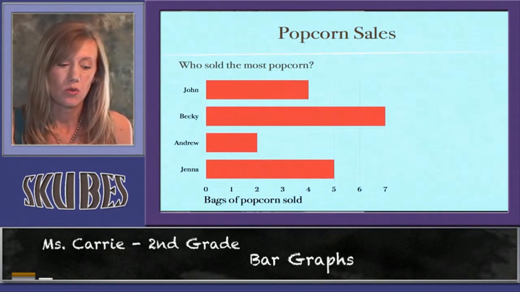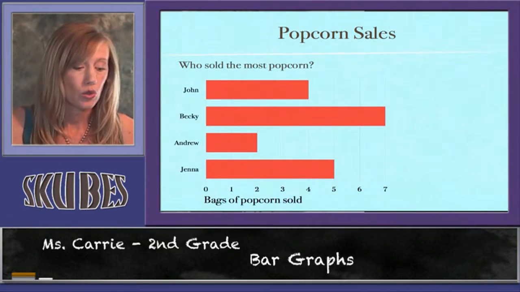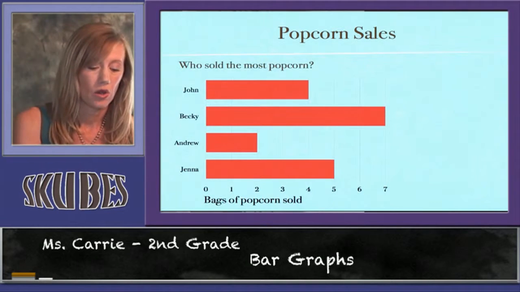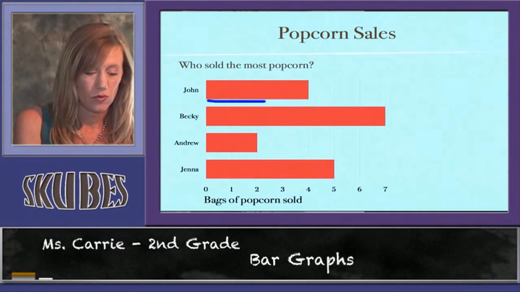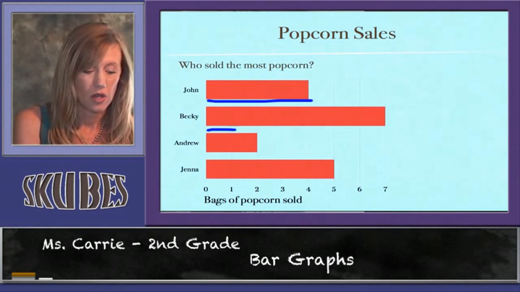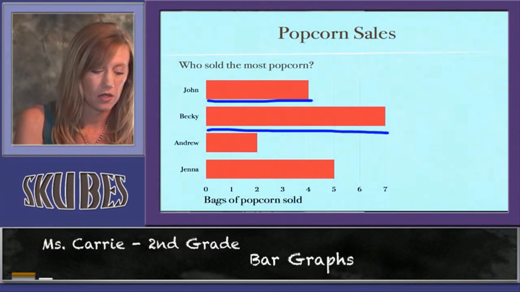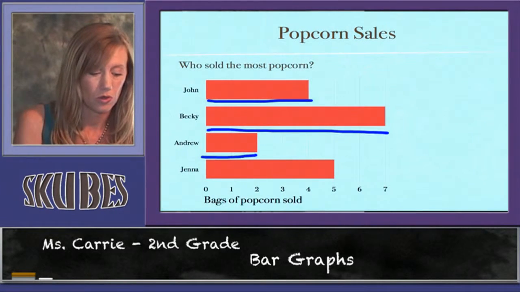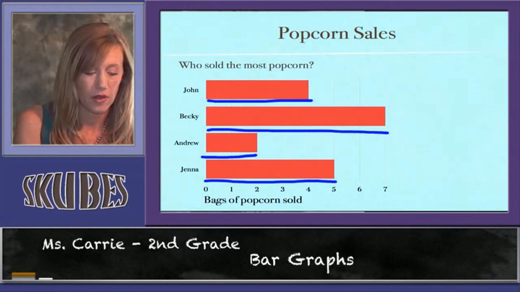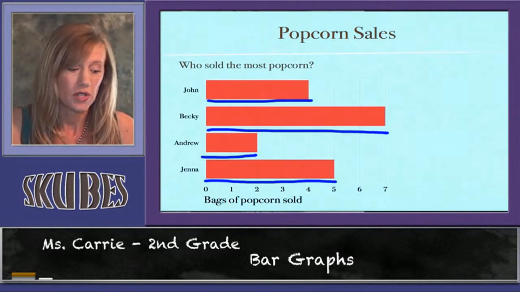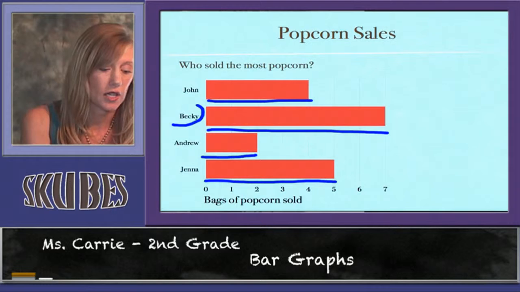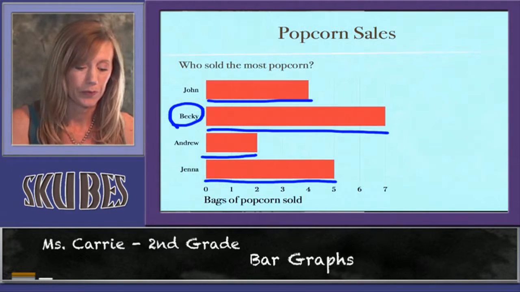Okay, last question we're going to do with the same graph. Who sold the most popcorn? Well, John sold 4. Becky sold 7. Andrew sold 2, and Jenna sold 5. Becky sold the most. She sold 7, so Becky would be the correct answer. She sold the most popcorn.